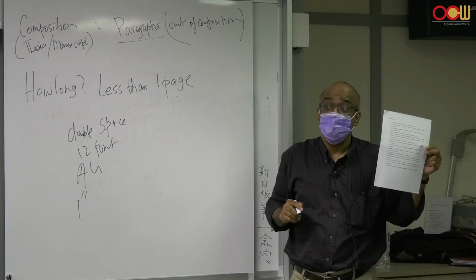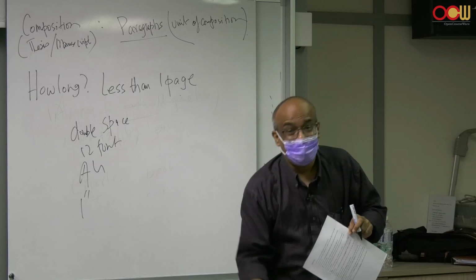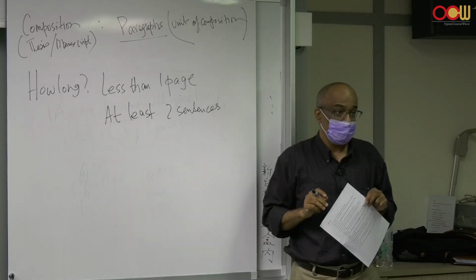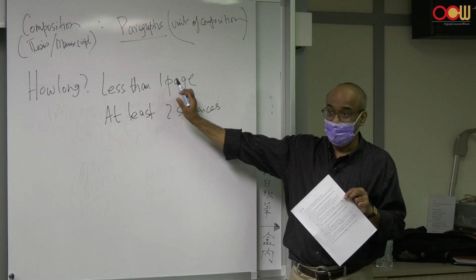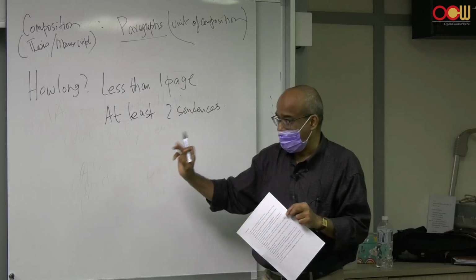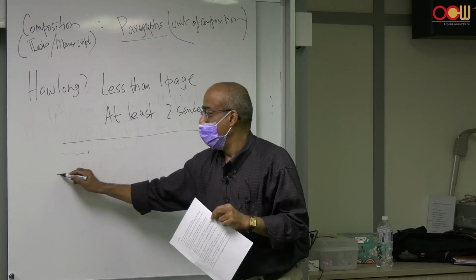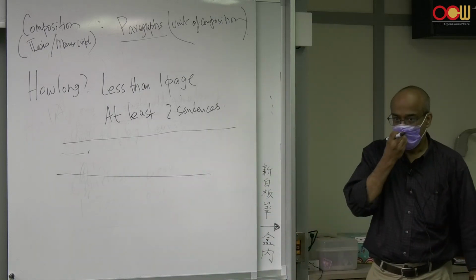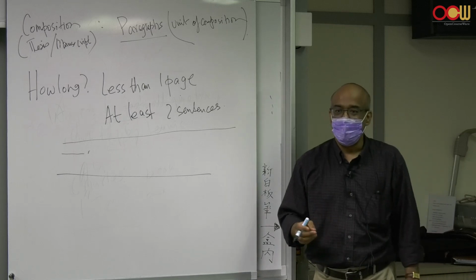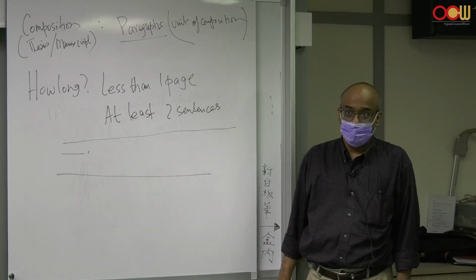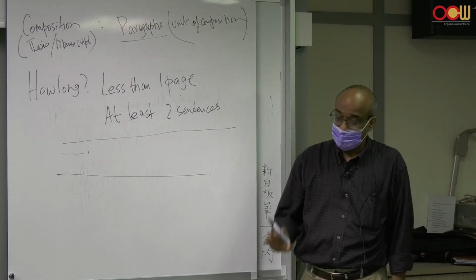Now there is a lower limit also. Lower limit means how small it can be. At least 2 sentences. So at the most, something less than a page. At least 2 sentences. So you cannot have a paragraph that looks like this, and you go to the next one. You cannot have this. Now you might say, well, I have done some experiment and I can explain the result in just 1 line. So what do I do? Yeah, these cases sometimes happen.